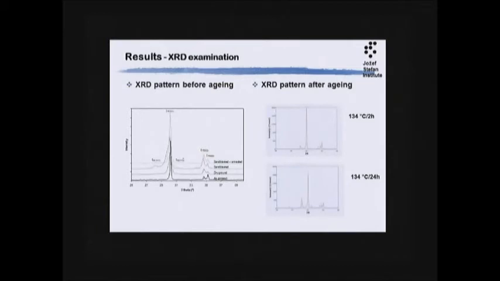Here are some XRDs showing that after aging for 2 hours, after accelerated aging at this sterilization temperature in an artificial saliva, we already have some monoclinic on the surface. The pattern was also changed, but I'll not go into that.